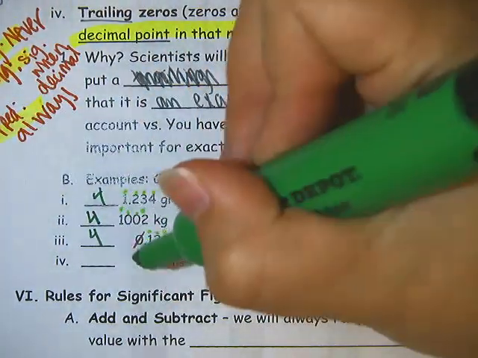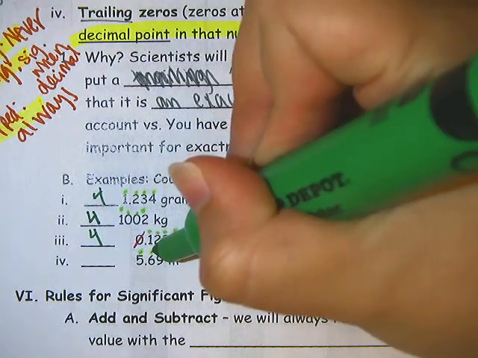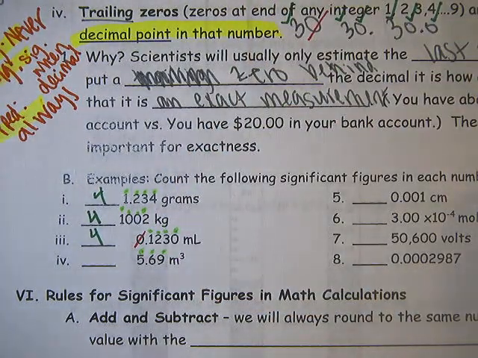Then we have 5.69 meters cubed. All right, then this is significant, that is significant, and that is. So that's a total of 3.